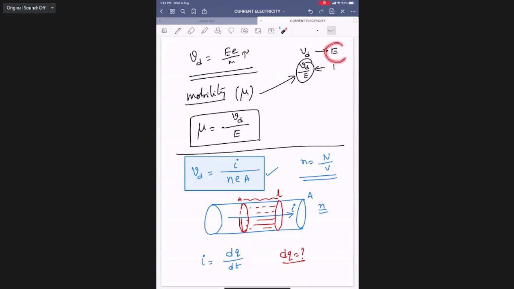For this much electric field, you acquired this much velocity. This is called drift velocity. Then, per unit electric field, how much velocity is acquired is called mobility. Mobility is the drift velocity per unit applied electric field. Got it? You can write it like this also.